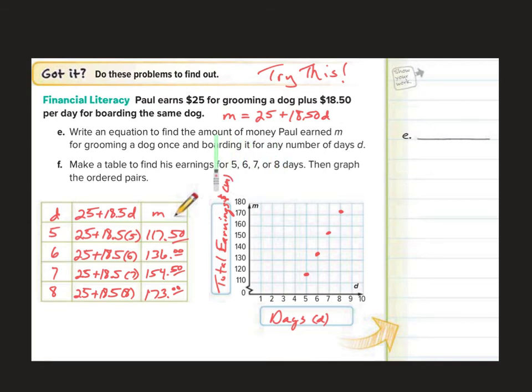So in this case, we've taken a scenario, written an equation from that scenario, and we've applied that scenario to different situations where people have used the boarding service for 5, 6, 7, and 8 days. Then we calculated the total earnings for each of those situations. And then finally, we've plotted these coordinates on a graph. And we can see that the linear relationship starts at 5 and goes all the way up to 8 days.